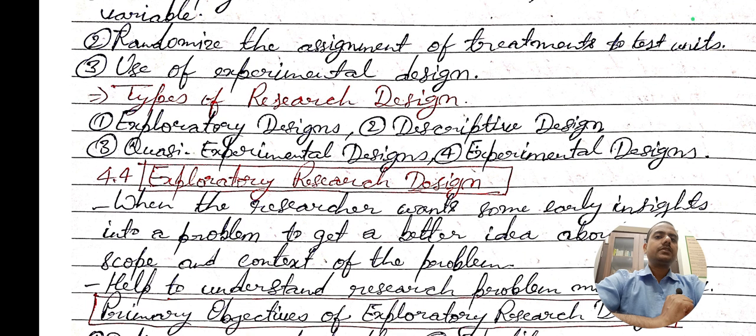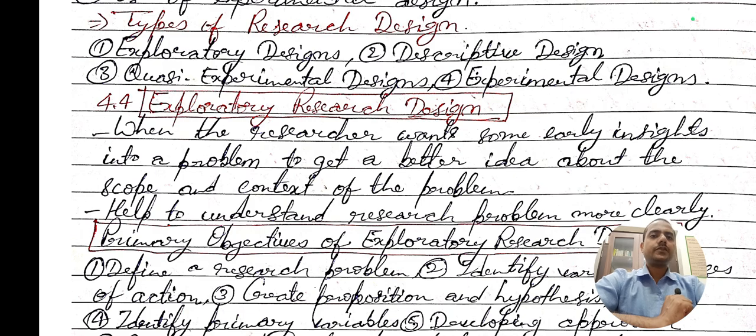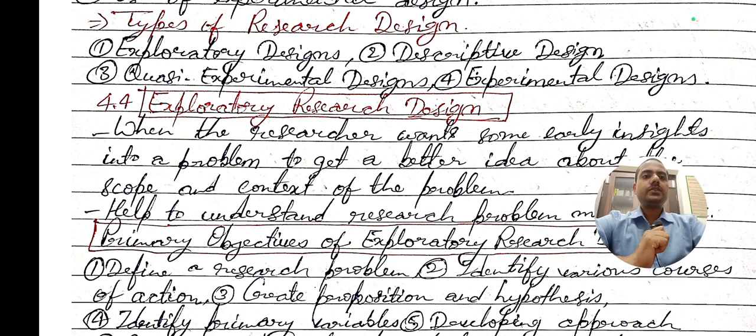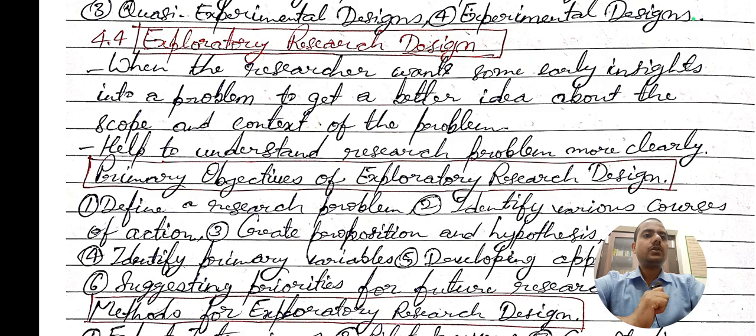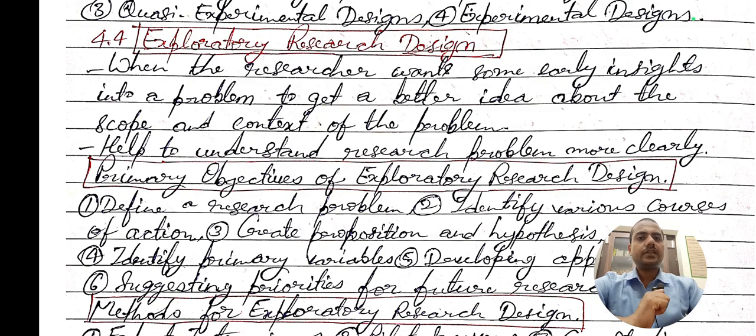Next are the types of research design. The following four types are given. First, exploratory design. Second, descriptive design. Third, quasi-experimental designs. Fourth, experimental designs. Now let's discuss these one by one. The first is exploratory research design. When the researcher wants some early insights into a problem to get a better idea about the scope and context of the problem, then exploratory research design is used.